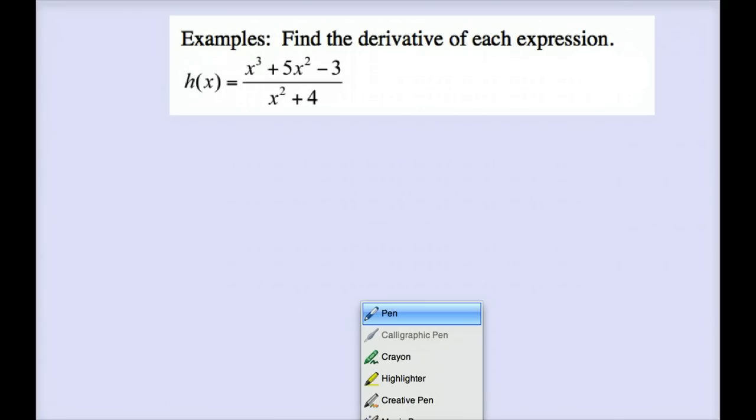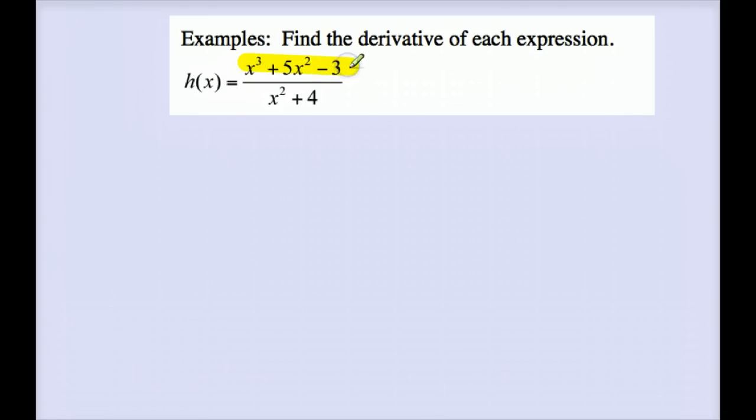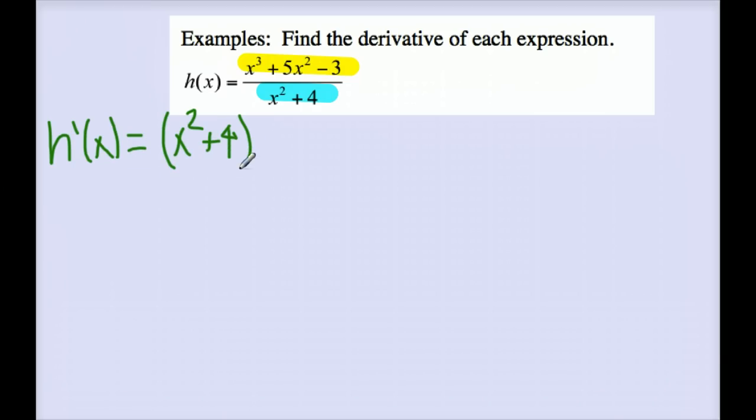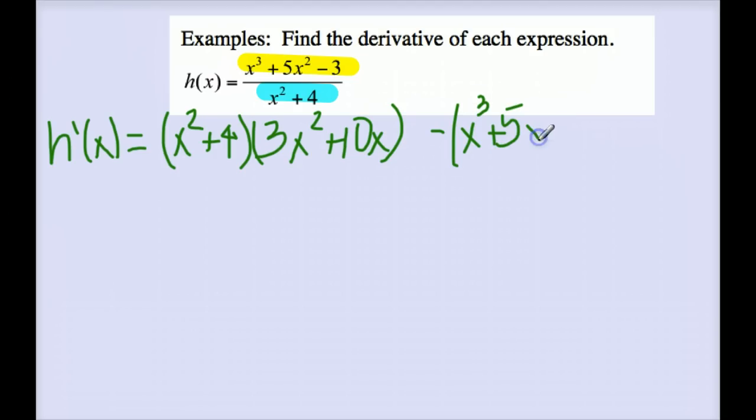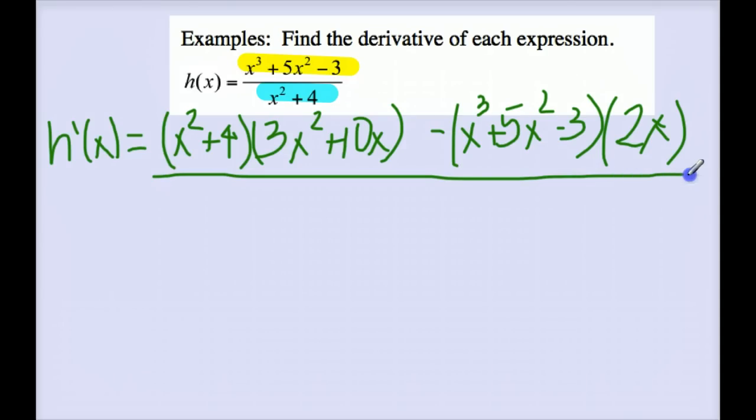So let's actually use this for this problem right here. And here's my top, or my numerator, and here's my denominator, and I'm going to follow that rule that I just gave you. So let's use this. Alright, so if I keep my notation, I have h prime of x is equal to the bottom, which is x squared plus 4, times the derivative of the top. So using my basic differentiation rules, I get 3x squared plus 10x, close parentheses, minus the top, which is x cubed plus 5x squared minus 3, times the derivative of the bottom, which is 2x. Now, since it's the quotient rule, it is all over the bottom squared. So I'm going to take x squared plus 4 and square it.